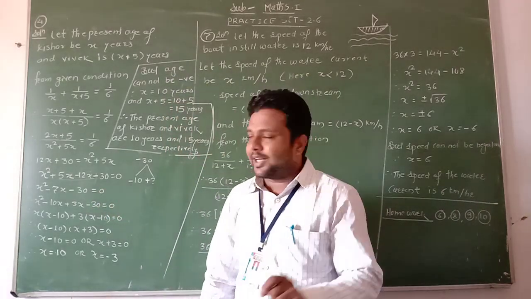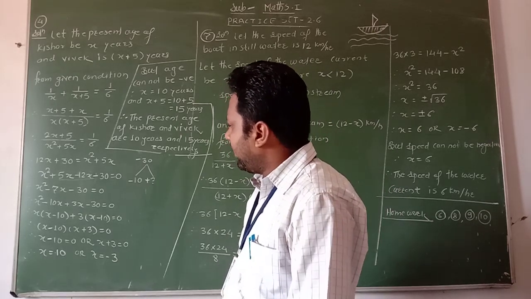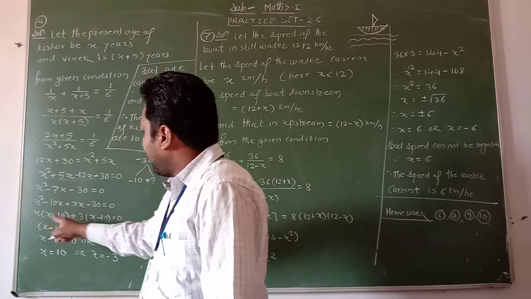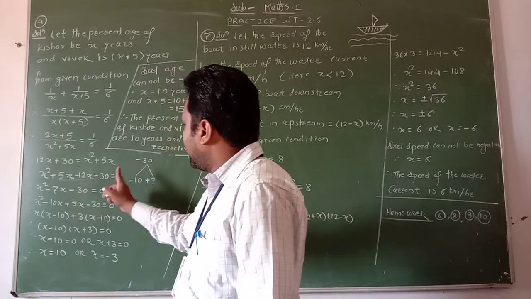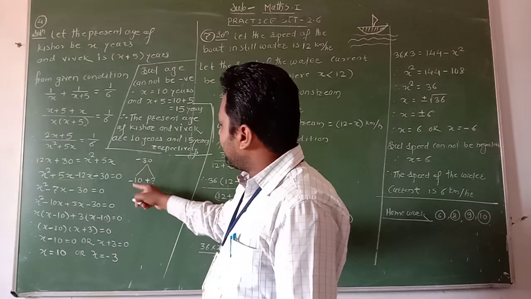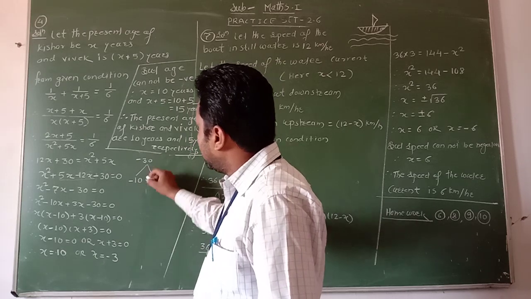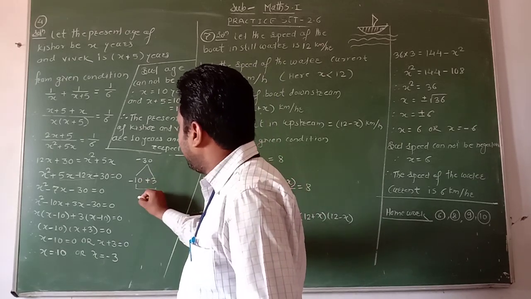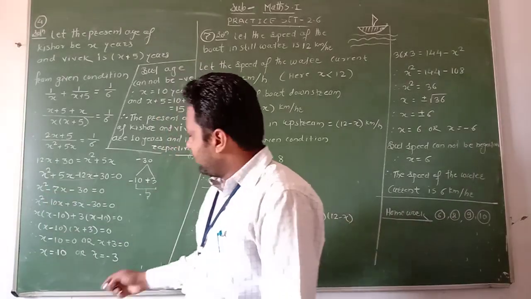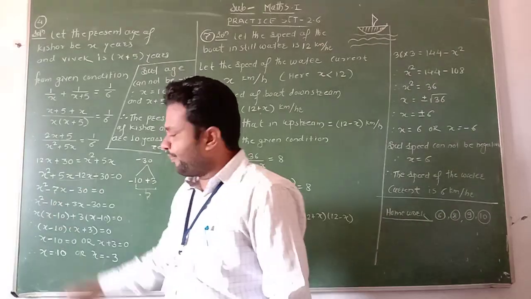Here we get one quadratic equation. Now we solve this quadratic equation by the factorization method. Here the coefficient of x square is 1 and the last term is minus 30. Their multiplication, a into c, is minus 30. Then its factors are minus 10 and plus 3. Their product is minus 30 and their sum is minus 7, that is the coefficient of the middle term. This means these two are the correct factors for this quadratic equation.